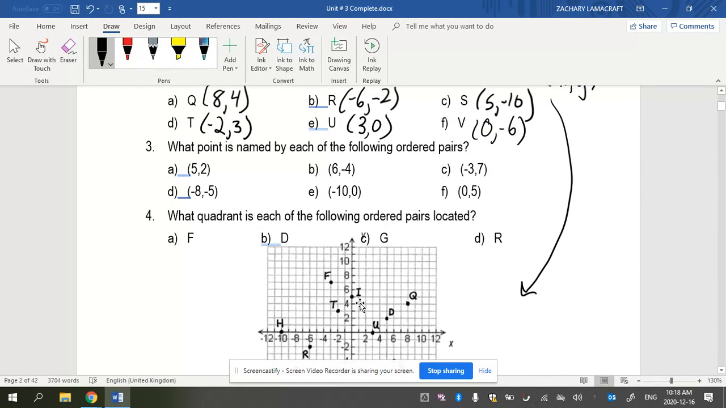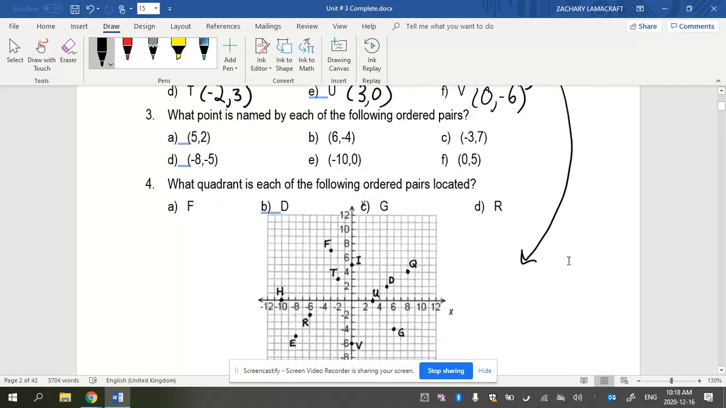All right. Now it says, what point is named by each of the following ordered pairs? So if we look at this again, we can just go through it. 5 and 2, if we go 5 on the x and 2 up on the y, we would have D. If we did 6 on the x and -4 on the y, we would have G. If we did -3 on our x-axis and 7 on our y, we would get F.